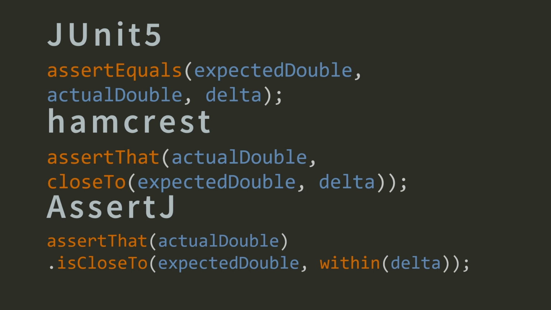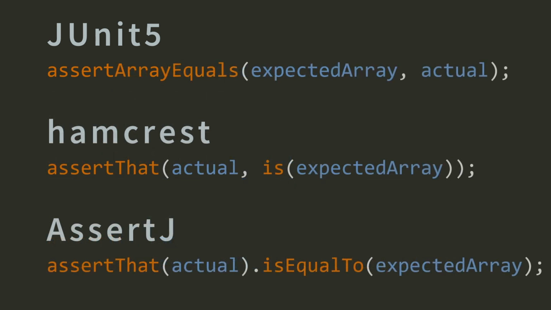In the case of Hamcrest, assertThat actual double is closeTo expected double, and delta is a parameter of the function, and AssertJ has assertThat actual double isCloseTo expected double within a delta. For array comparisons, we have in JUnit 5 assertArrayEquals. For Hamcrest, we have assertThat actual is expected array. Hamcrest's is operator is smart enough to compare array values, not array references, which is what we usually want. And AssertJ has assertThat actual isEqualTo expected array.